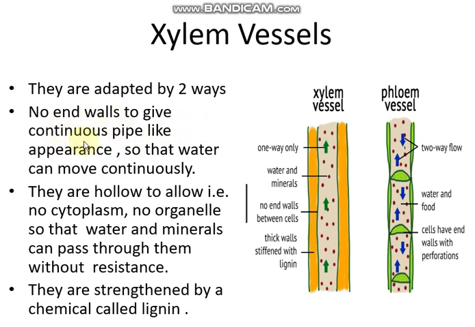So that they can have a continuous pipe-like appearance, so that water can pass through without any resistance. Now beta, look at this term carefully: no end walls. It doesn't mean that they don't have cell wall. They do have cell wall.